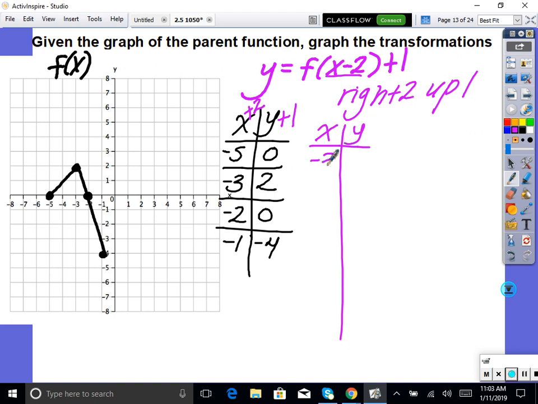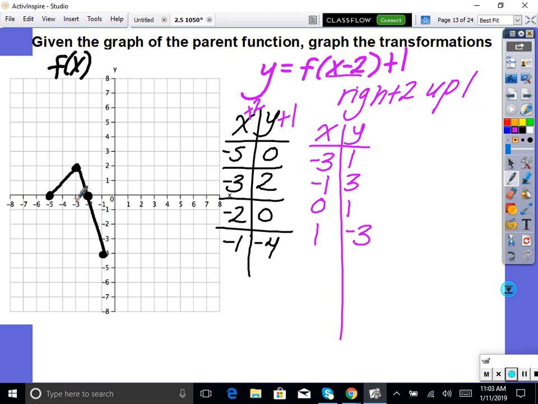So negative 5 plus 2 is negative 3, negative 3 plus 2 is negative 1, negative 2 plus 2 is 0, negative 1 plus 2 is 1, 0 plus 1 is 1, 2 plus 1 is 3, 1, negative 4 plus 1 is negative 3. Do you agree? Then just plot those points, and then we kept them in order, connect them in that order.